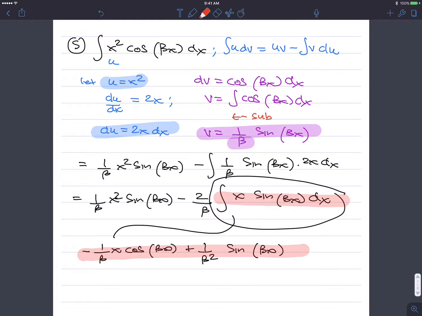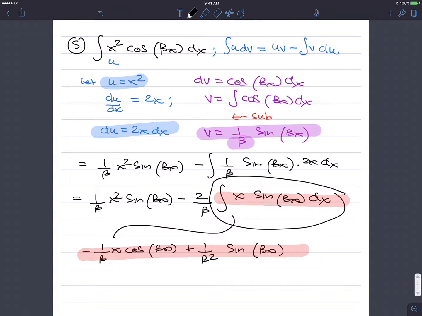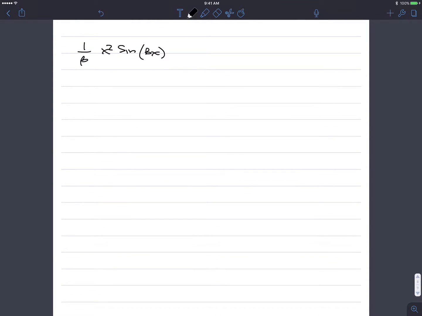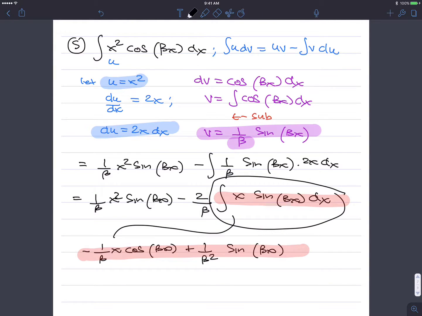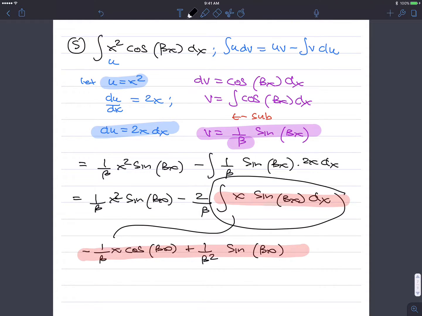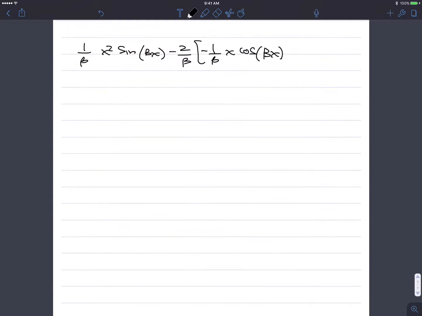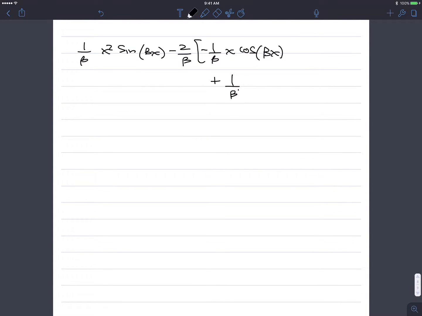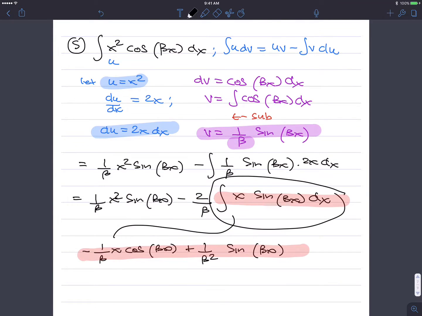Let's put this answer all together. So we got 1 over beta x squared sine beta x. And then I got this multiple of minus 2 over beta. Let's see what this is multiplied to: minus 1 over beta x cosine beta x plus 1 over beta squared sine beta x. Let's double check if we're right. It looks like we're okay.